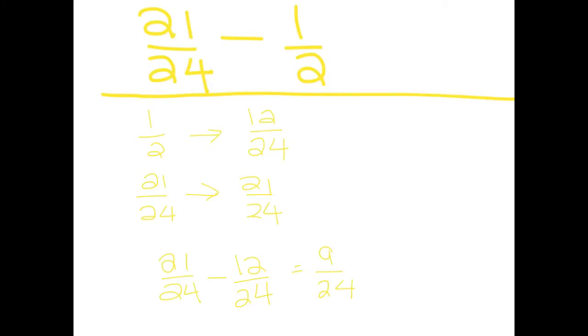Now we need to simplify. Both numbers can be divided by 3. So our answer would be 3/8.